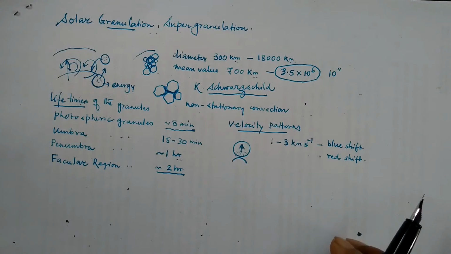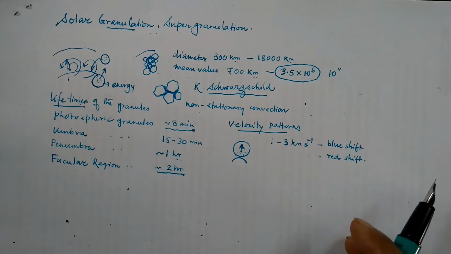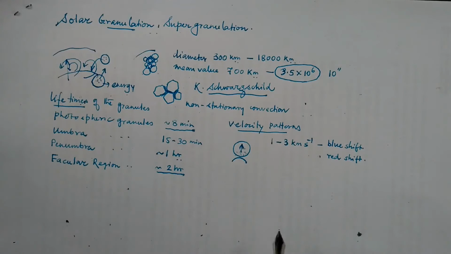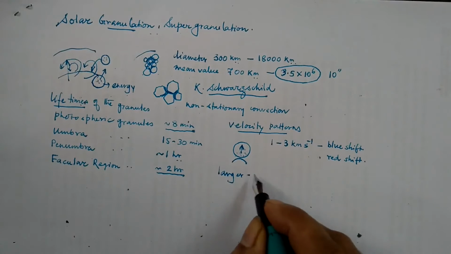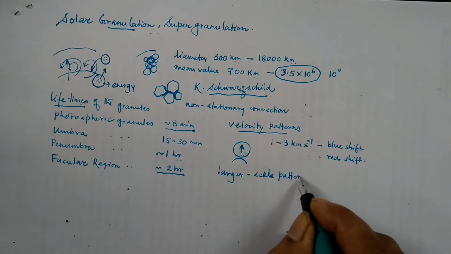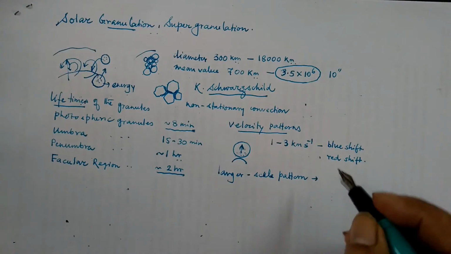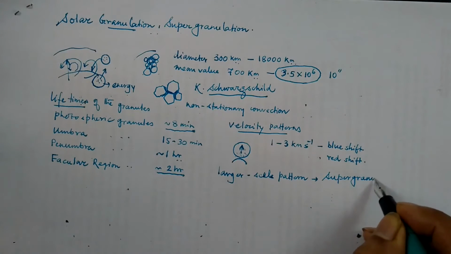Then once you do a detailed study of the velocity pattern in the photospheric gases, this has revealed that there is a larger structure of the granulation. A larger scale pattern of granulation. This is what we call the supergranulation.